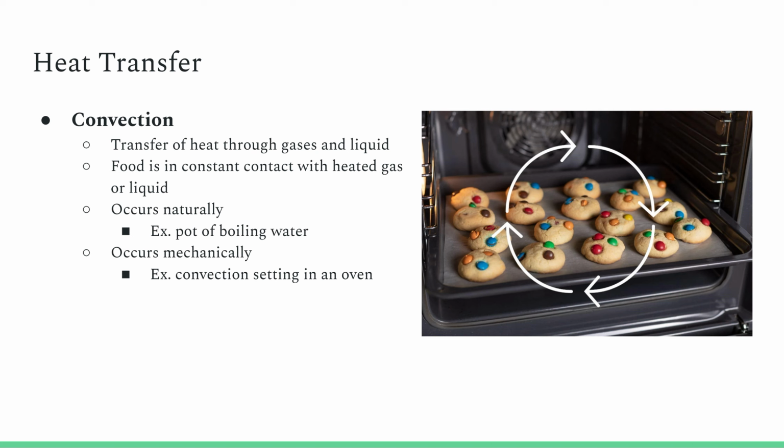And then it just creates a flow. This also occurs mechanically, and that's very easily seen in a convection setting in an oven. That's where this fan in the back of the oven will be on during the cooking process. That means it is circulating the hot air, and this typically cooks the food faster. You'll see a lot more browning this way, as opposed to a regular bake setting, which is just the heat source from the oven heating up, and the air ends up circulating itself, but not as aggressively as with a fan in the back of the oven assisting it.